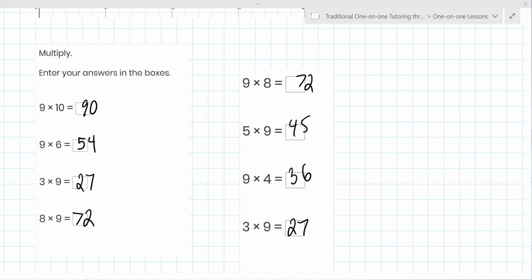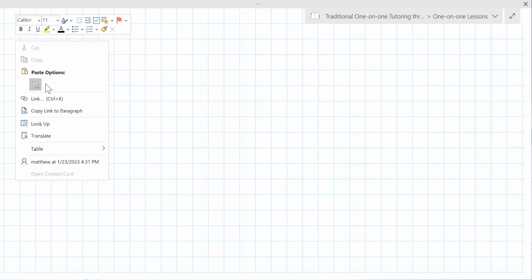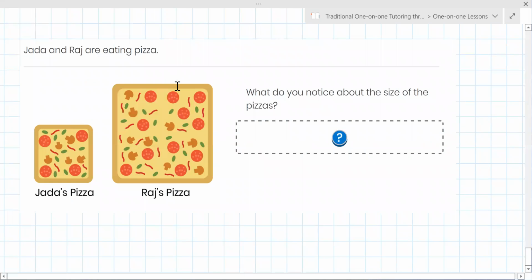All right. So here's a problem. It's kind of a word problem in a way. Let's look at it together, and you can tell me what you see here. All right, it says Jada and Raj are eating pizza. Okay. And it's kind of like, you and your sister. It's like, all right, this is Zoe's pizza, this is Michael's pizza. What do you notice about the size of the pizzas?